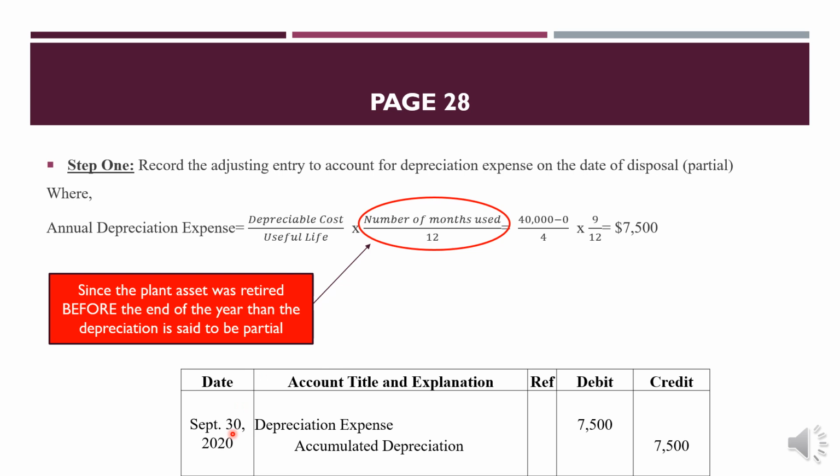The entry will be the same as before: depreciation expense, accumulated depreciation. However, now the depreciation expense is $7,500. September 30 is the date of disposal.